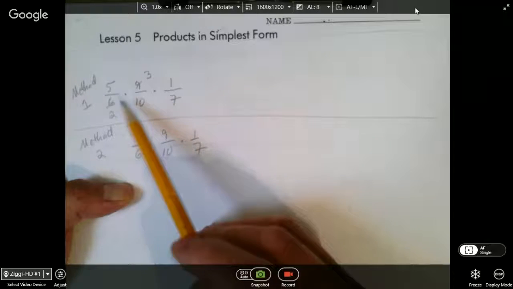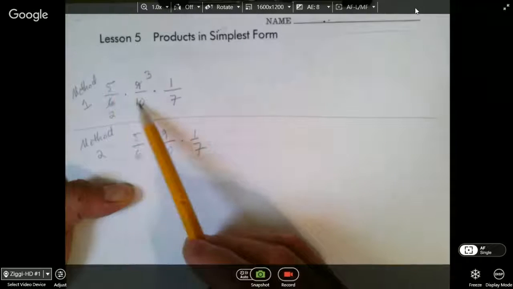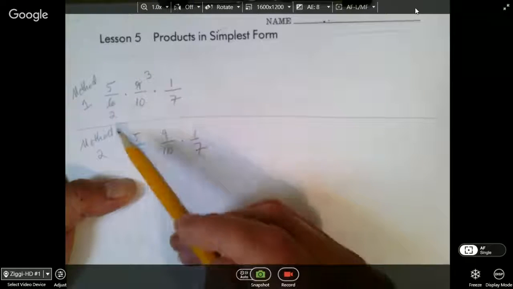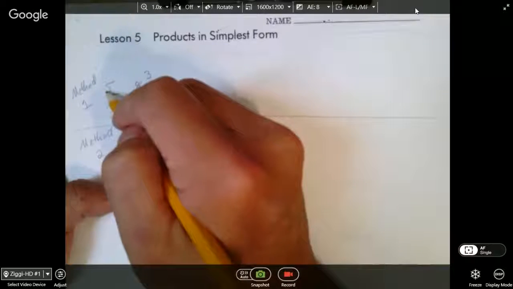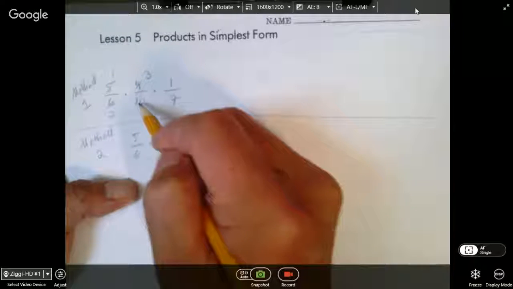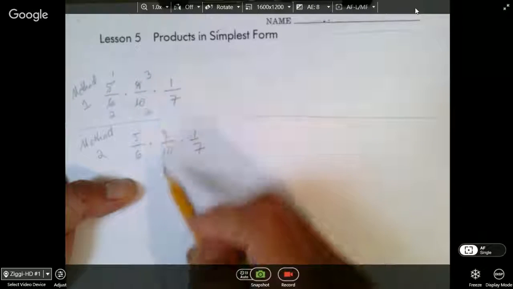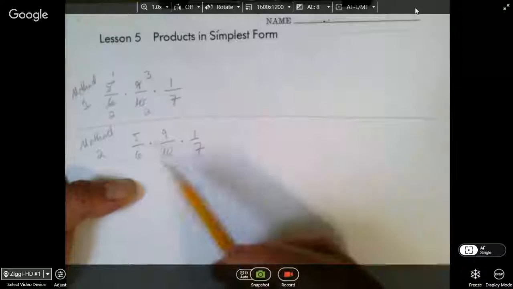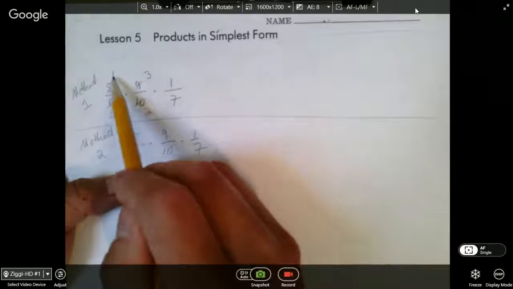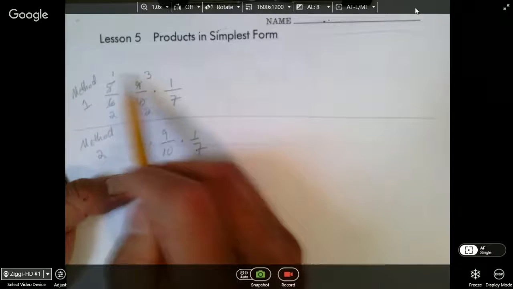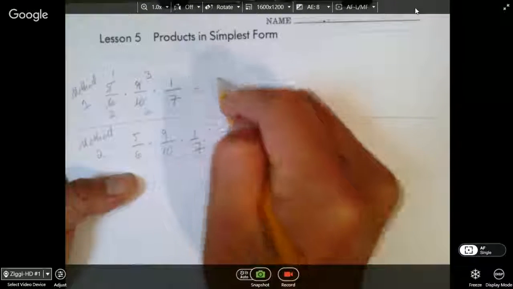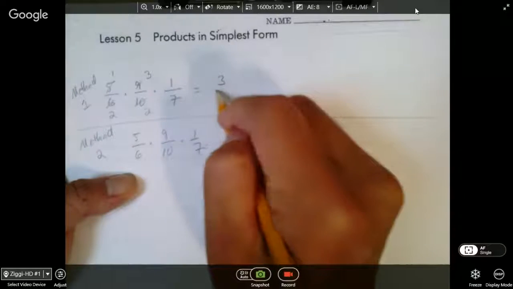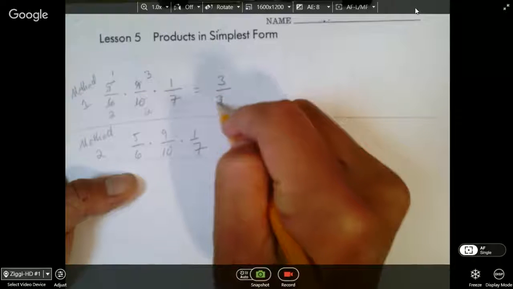So if we look here, 5 and 10, 5 is at the top, 10 is at the bottom. So let's go ahead and simplify those. 5 and 10, greatest common factor, 5. 5 divided by 5 is 1. 10 divided by 5 is 2. We don't see any other place where we can simplify in that way. So now we multiply horizontally. 1 times 3 times 1 is 3. 2 times 2 is 4, times 7 is 28. So 3 over 28.